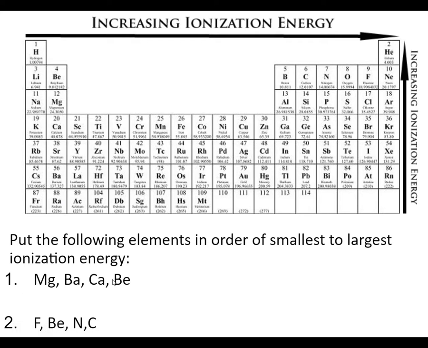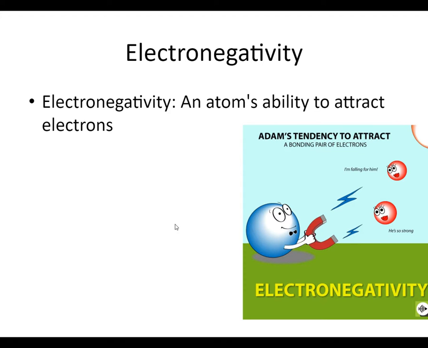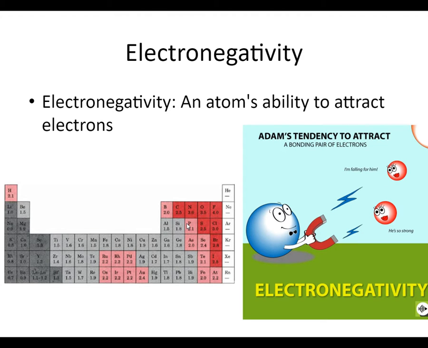All right, let's look at our next periodic trend. Let's look at our next property. Our next property is called electronegativity, and the definition of electronegativity is an atom's ability to attract electrons. So you can look at this little cartoon and you can think about why certain atoms would have a higher tendency to attract electrons than others. This is particularly true in compounds.